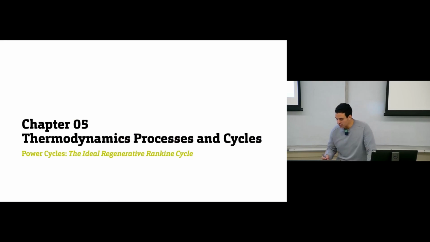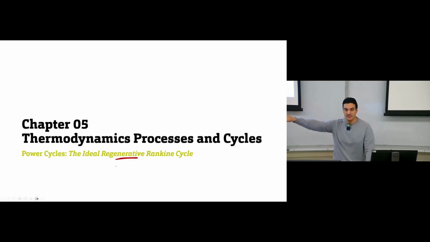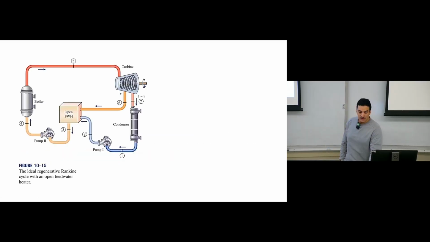Also, one of the options we can do is called the regenerative Rankine cycle. So we have the Rankine cycle, the reheat Rankine cycle, and now the regenerative Rankine cycle. So again, this is how it looks. What you can see here: how many boilers do we have? One. How many turbines? How many condensers?